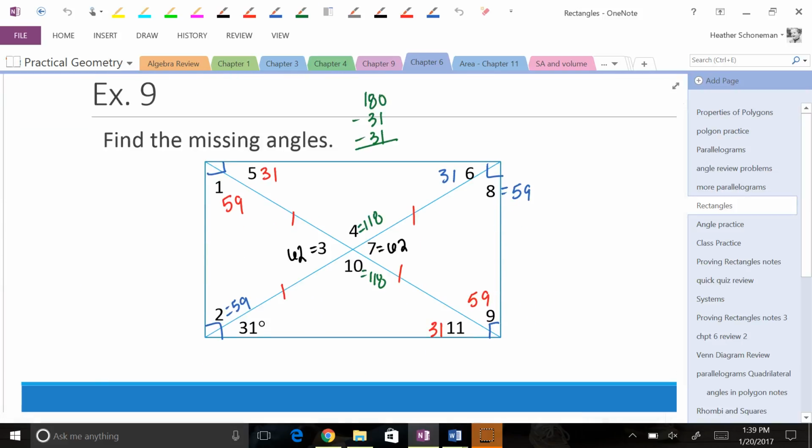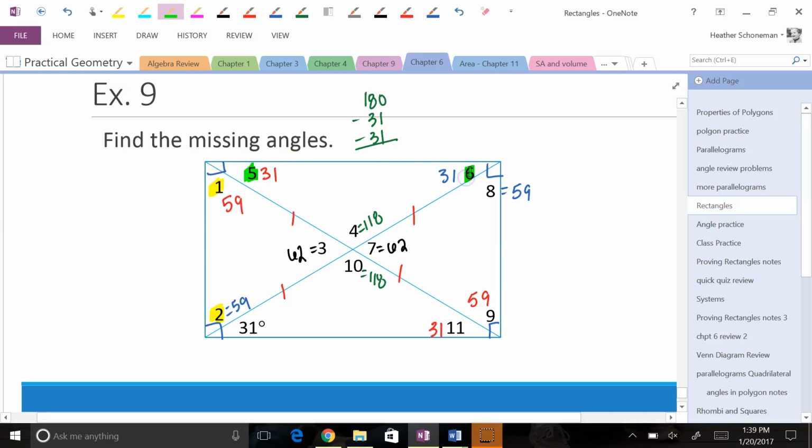Okay, this is what you should get. Because the corners of a rectangle are 90, you could do 90 minus 31, and that would give you 59. Then, because you create 4 isosceles triangles, 1 and 2 are base angles, so they're going to be congruent.